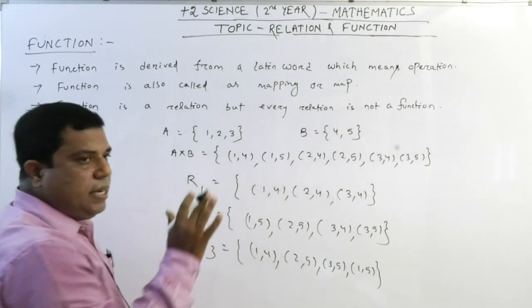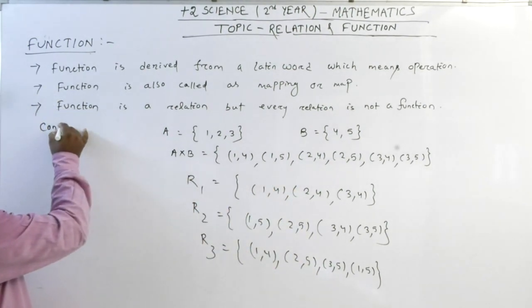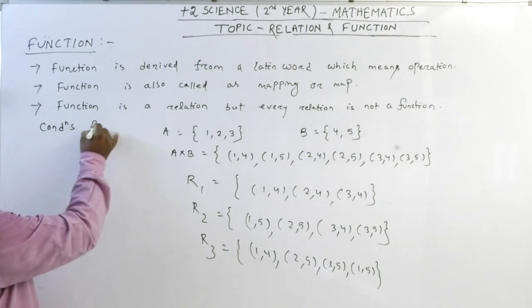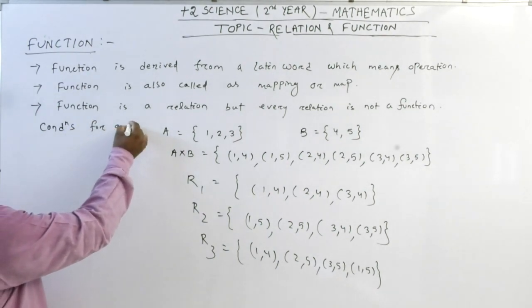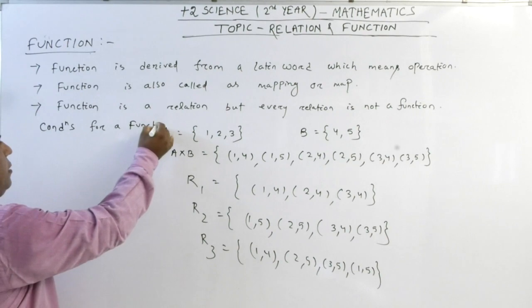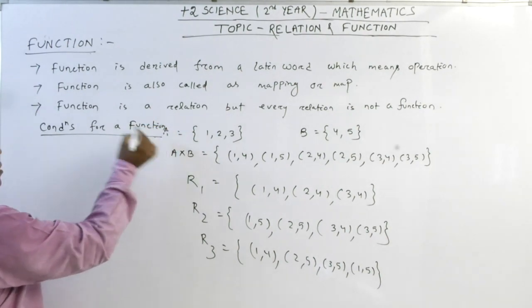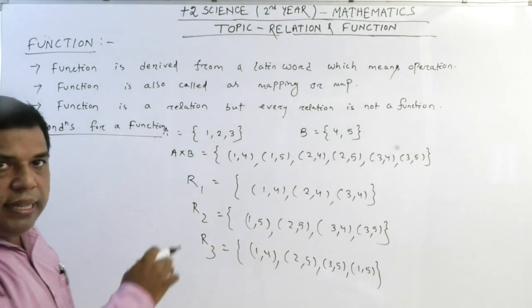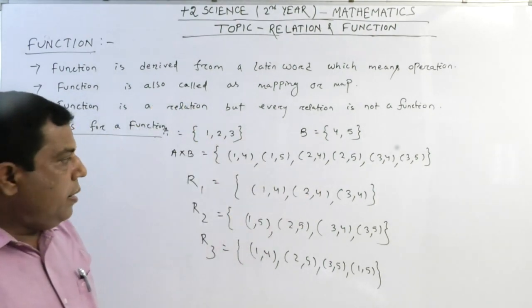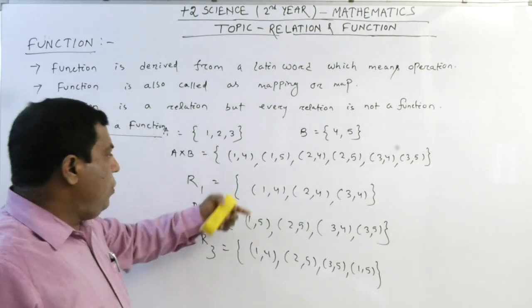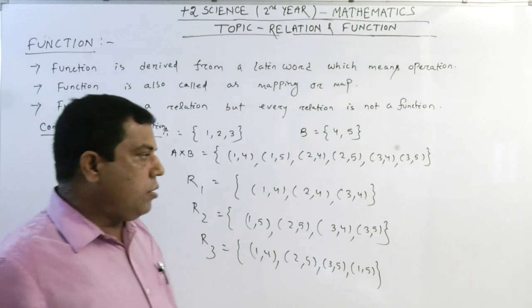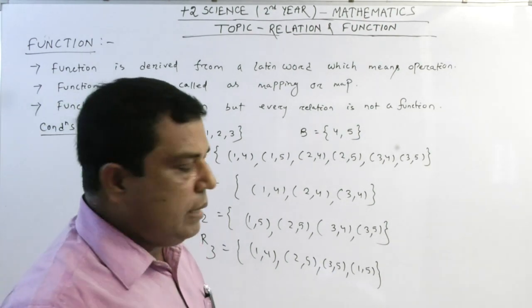Okay, so you see, next I am writing the conditions. Keep these examples here. I am writing it on a side. Conditions for a function. So what are the conditions? And then we will go to the examples and we will verify which relation is a function or not. Okay, so these are the basic concepts.